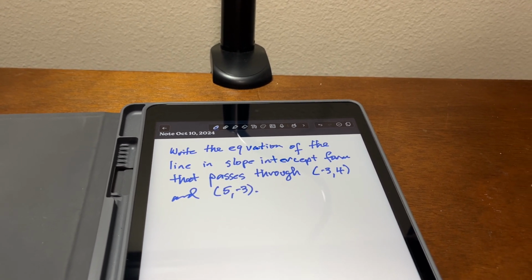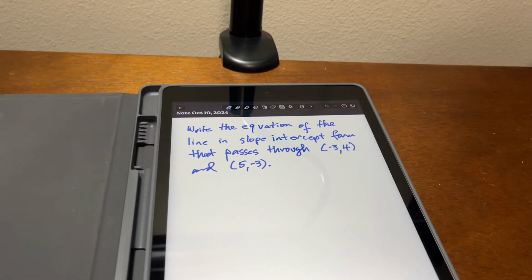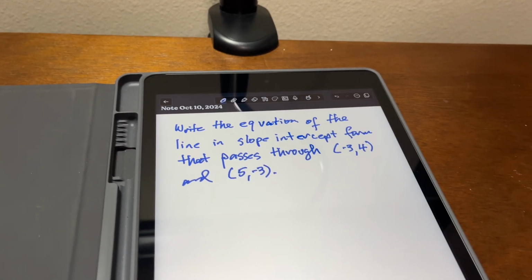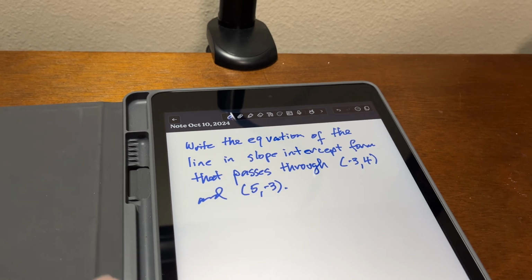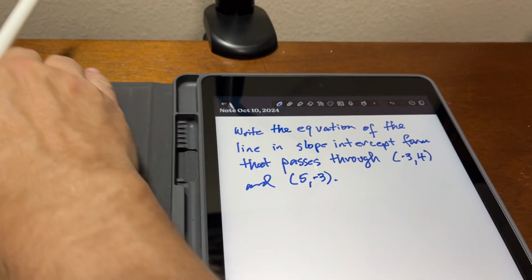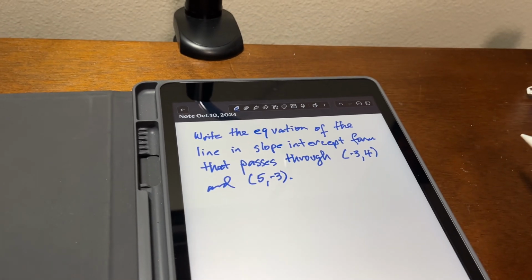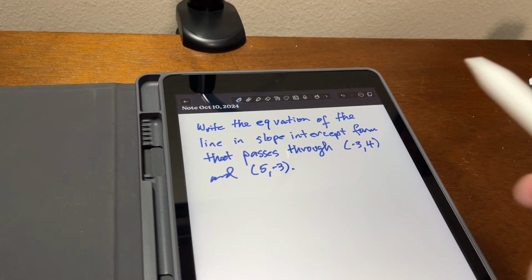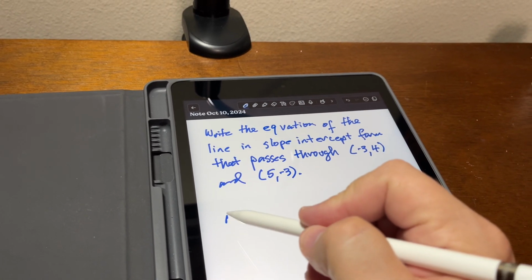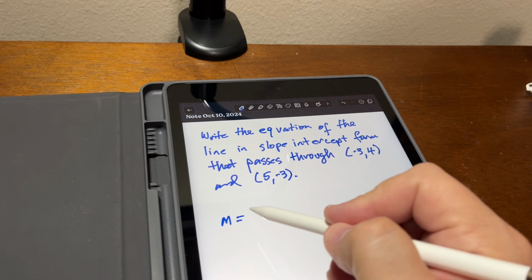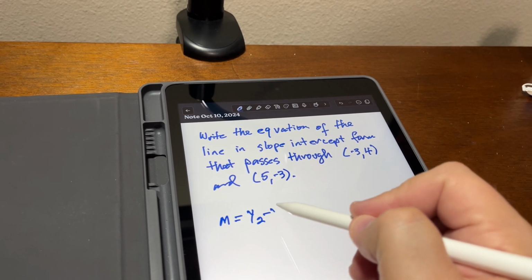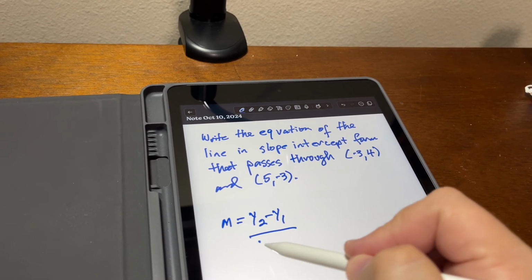Well, I want to do it 2 ways. And you can pick what you think is better, but let's do it using straight up slope-intercept form first. Now, of course, you do have to find the slope first. So the slope formula is this. So we're going to find the slope of the line first.